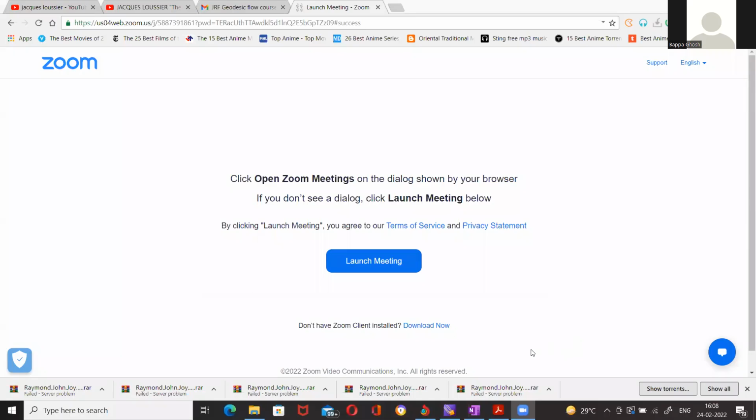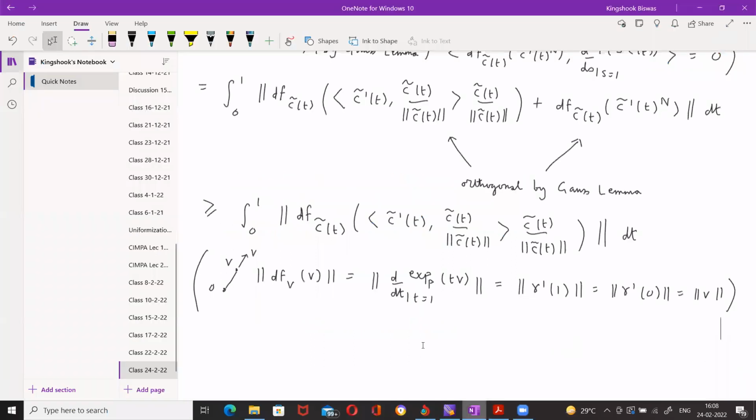So, all right, so is this clear? So in the radial direction, the exponential map preserves lengths of tangent vectors.